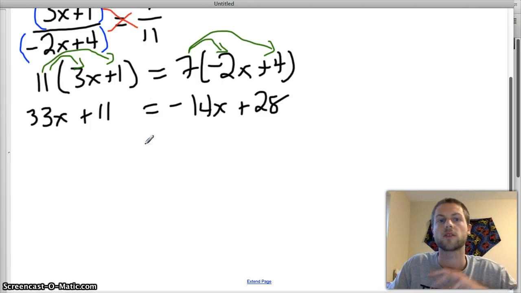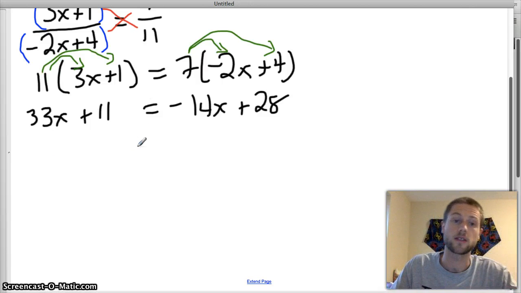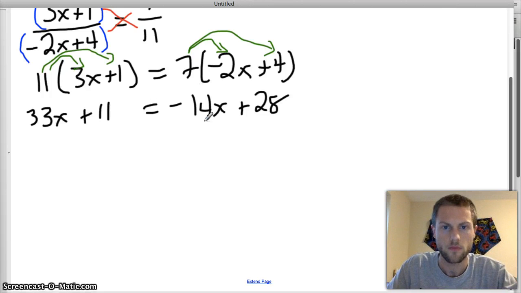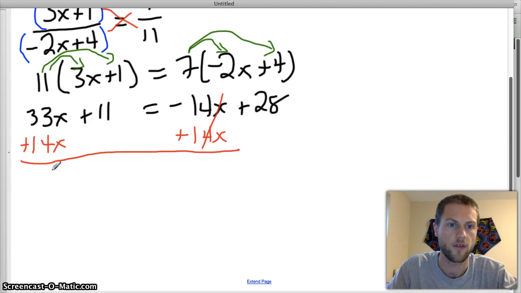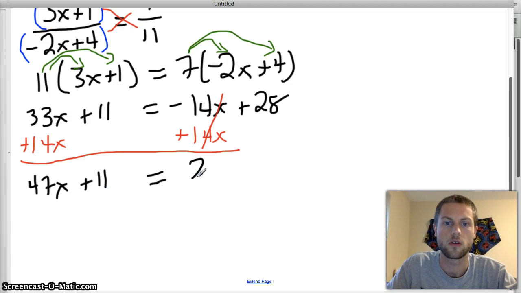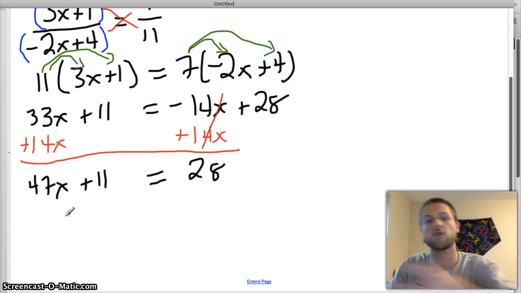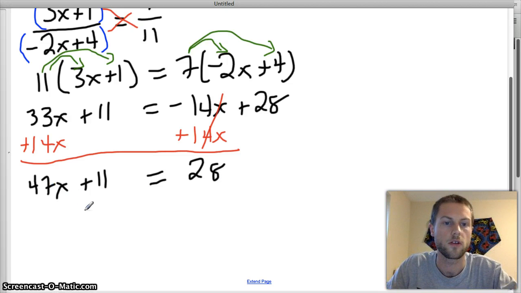Now my next step in the process is to move all my x's over to one side. I'm going to get rid of this 14x by adding 14x to both sides. This one's going to go away, and what do I have left? I have 47x plus 11 equals 28. That's all that's left on the right side. Now I want to get the x by itself, so I'm going to push that 11 over to the other side.